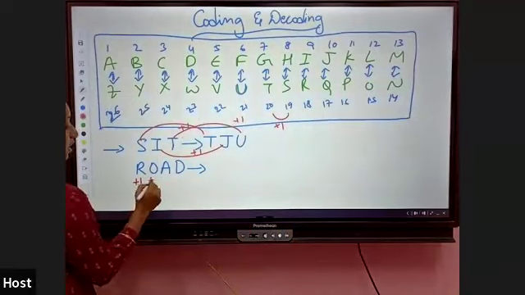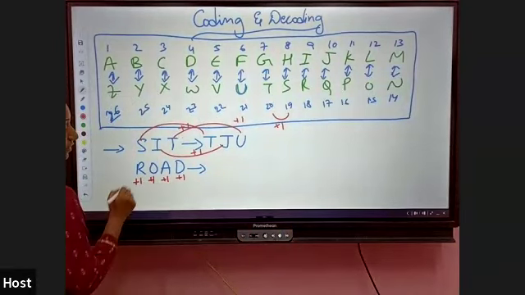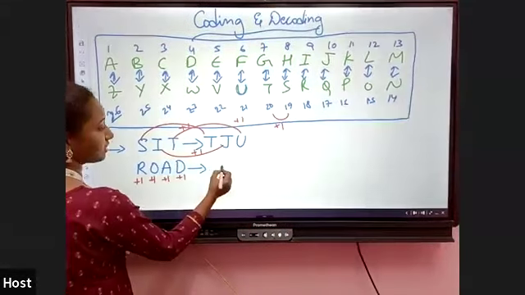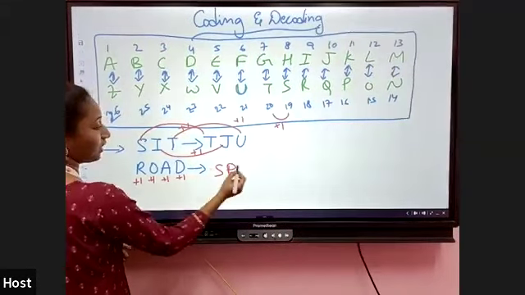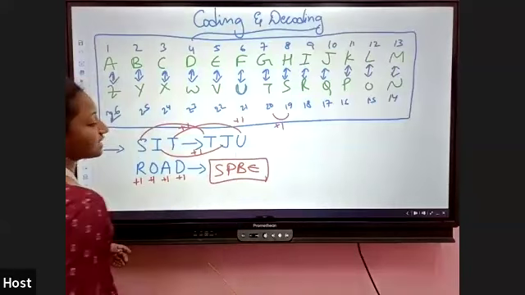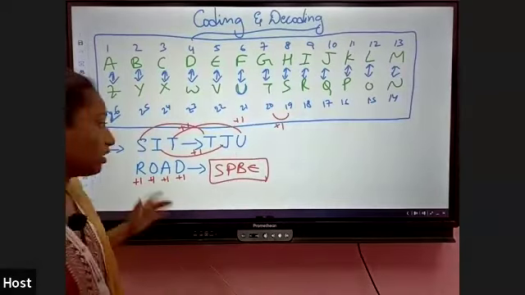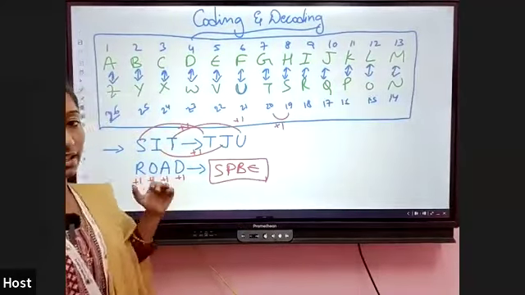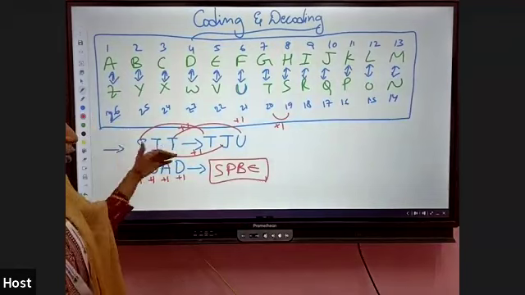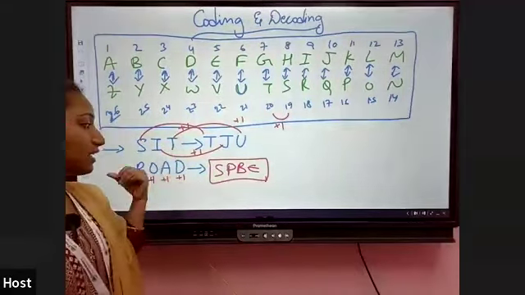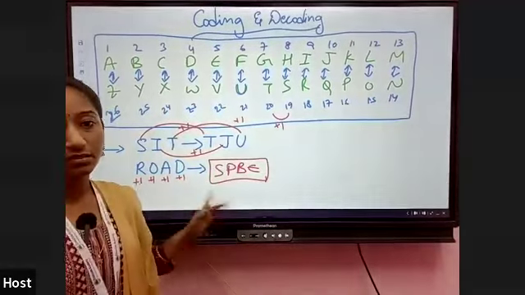So here also we should do +1, +1, +1, +1. For R we should do +1. +1 means S. O, P. A, B. D, E. So this is the code. SPBE is the code. So for SIT, they gave the code as TJU. We should find the code for ROAD. According to the theme +1, +1, +1, the answer is SPBE.